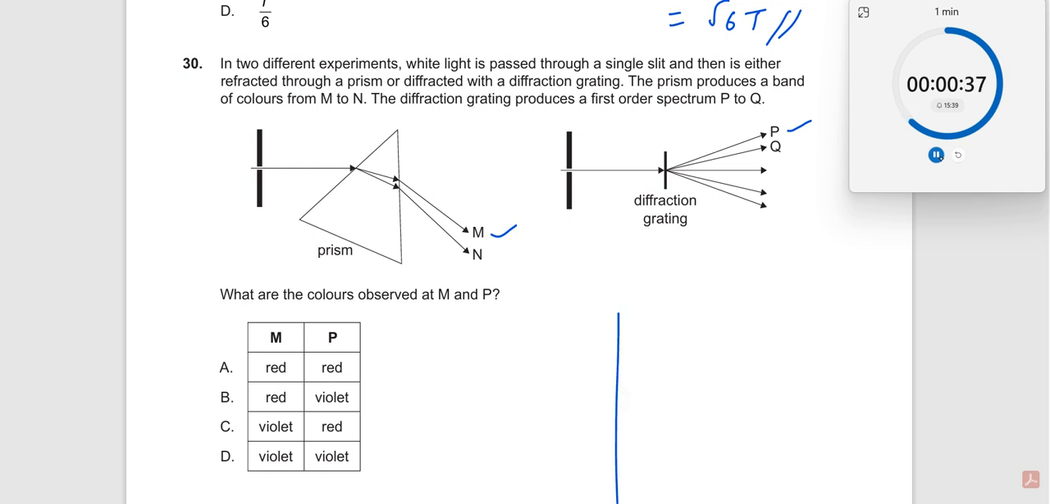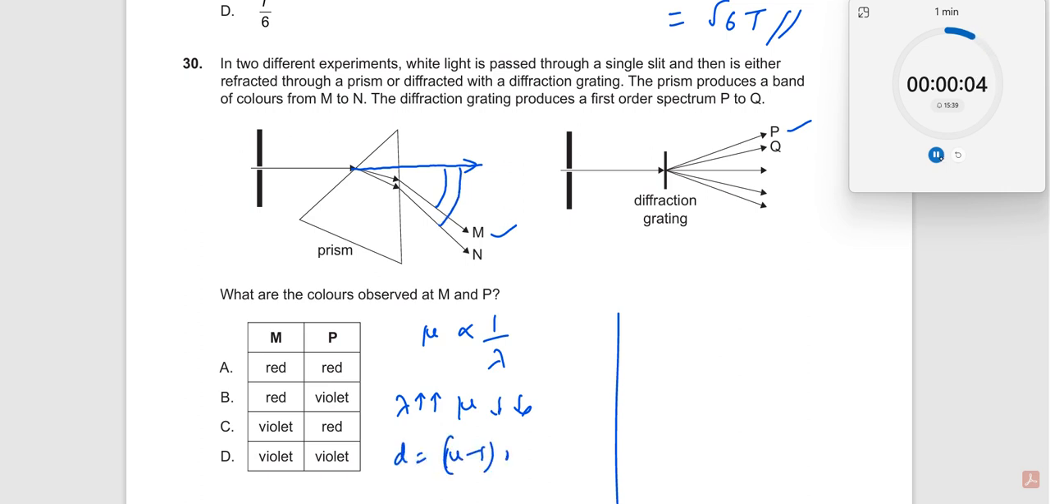Now, we know that the refractive index of a prism is inversely proportional to the wavelength of light used, which means as lambda increases, mu will decrease. And we also know the angle of deviation. How do you define angle of deviation? Let us say if the prism was not there, this ray would have gone straight like this. Because of this prism, the ray has got deviated by this much amount over here, right? This value of d is given by (mu minus 1) multiplied by A.